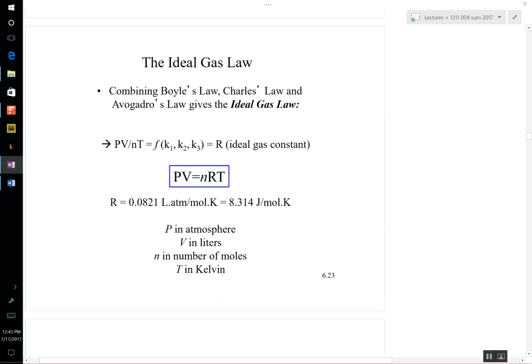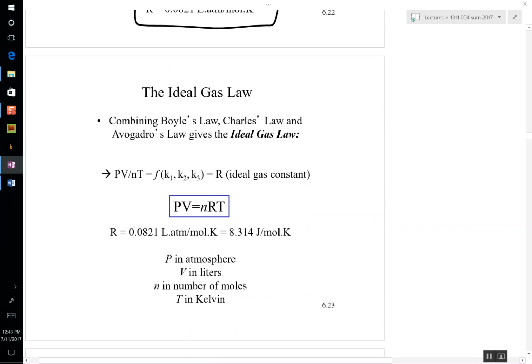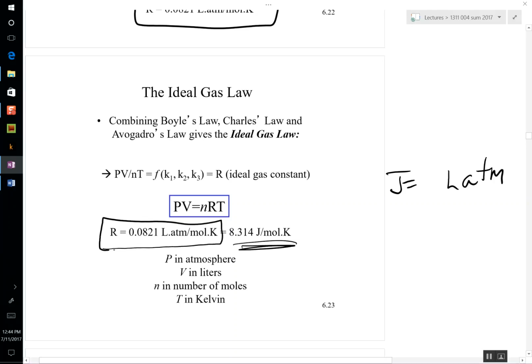All right, so let's do a couple. There is another unit here, but don't worry too much about that. What that's telling you right there is there is a relationship between joules and liter atmospheres. Liter atmospheres is an energy term. Liter atmospheres and joules go together. So this is the one you got to really work with.